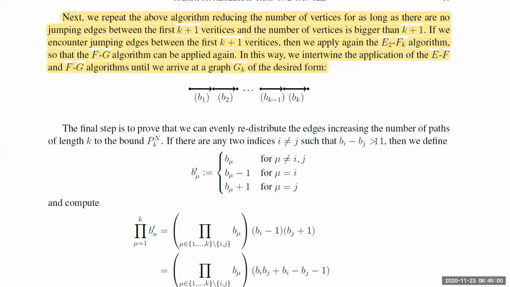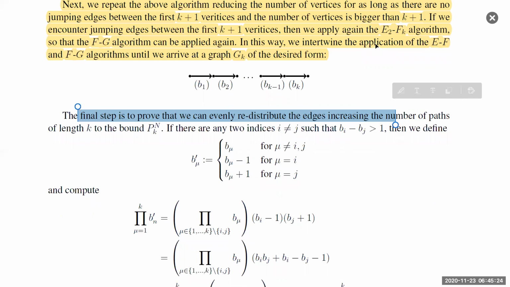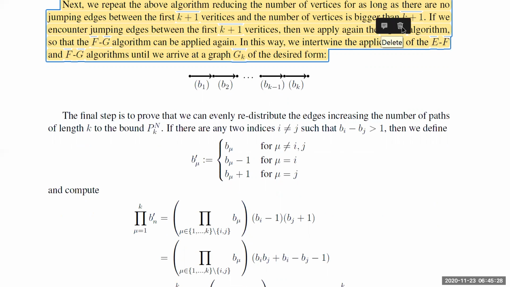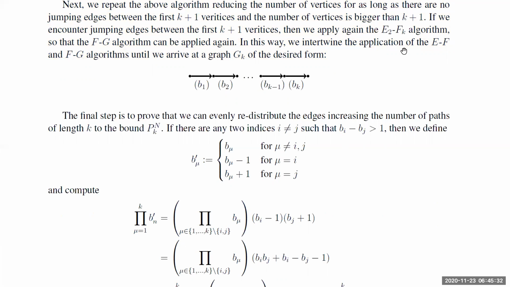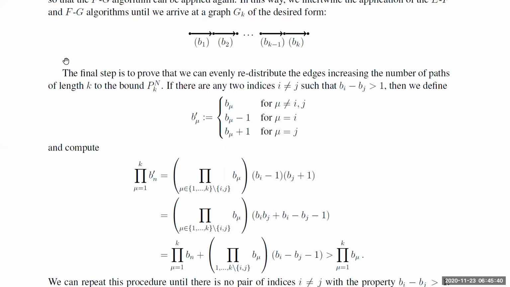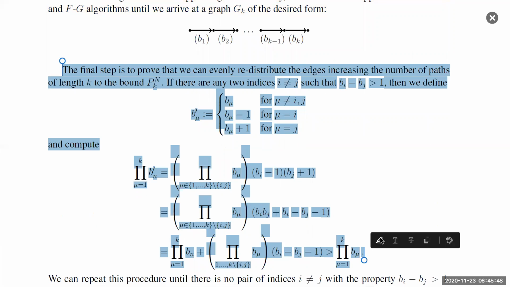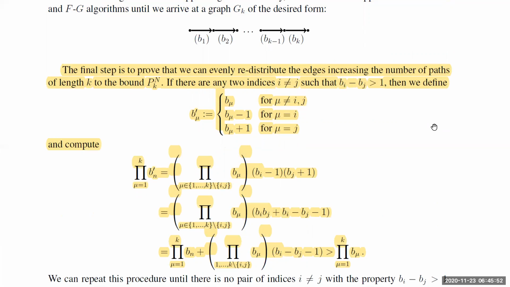And I mean, not that this is not elementary, but it's just very involved and complicated. So the last step is to have this optimal permutation, optimal redistribution of edges among vertices so that we maximize the product. And this is exactly along the lines of one of the problems which I believe Jacek solved on the blackboard. So the final step, so now let me undo this highlighting. The final step is to prove that we can evenly redistribute the edges, increasing the number of paths of length k to the bound P and K.